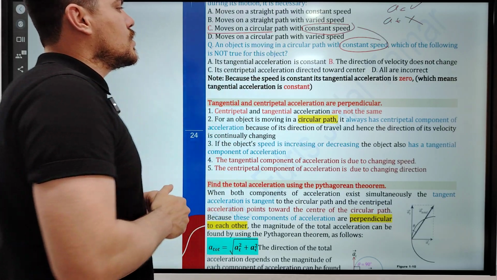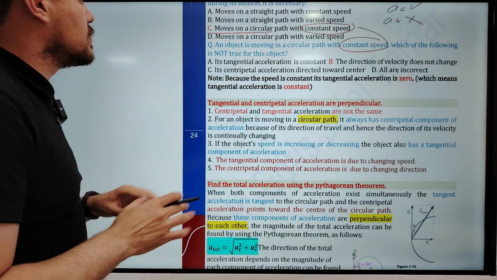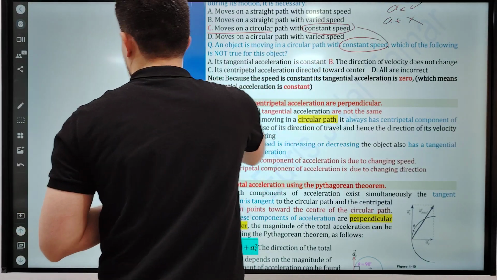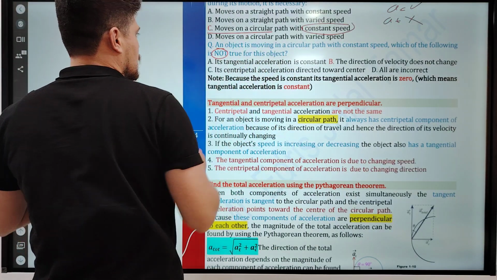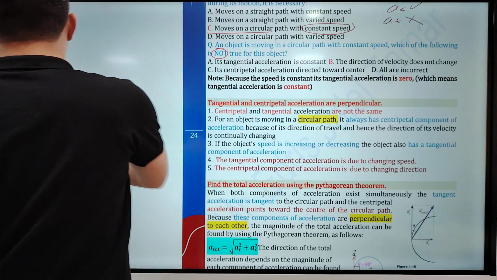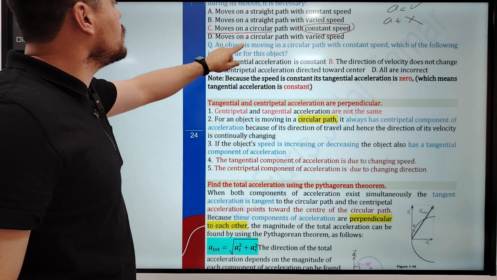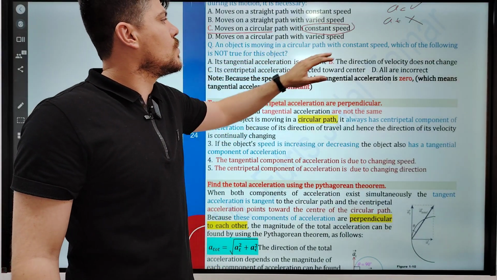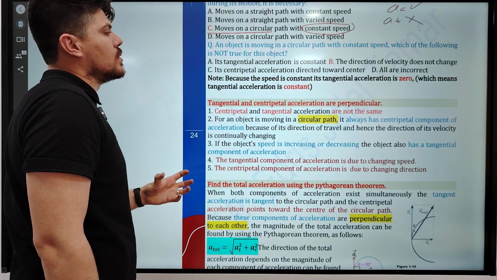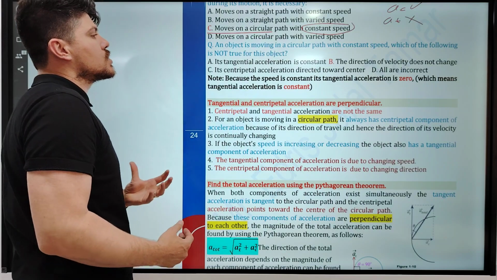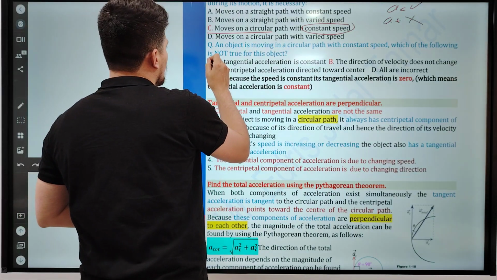It is centripetal acceleration directed toward the... Sorry, I do apologize. There is something wrong here. I'm going to repeat. This is "not," okay? I didn't see this "not." Be careful, okay? An object is moving in a circular path with constant speed. Which of the following is not true? Okay? Which of the following is not true? This is not true. No, this is true.